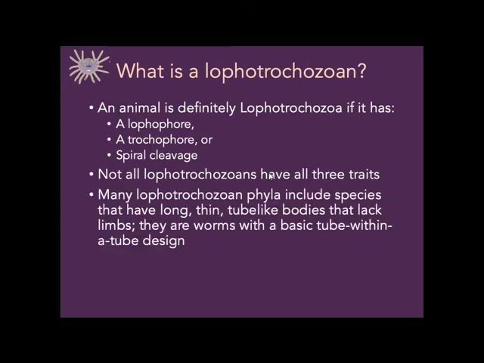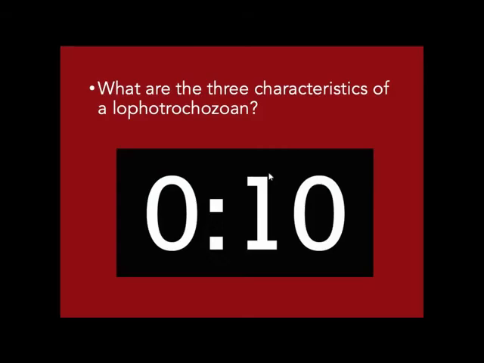So lots of Lophotrochozoan phyla have species with long, thin, tube-like bodies without any limbs, and they're basically just your classic worm, which is a tube within a tube. Those worms might or might not have a coelom, depending on the group.